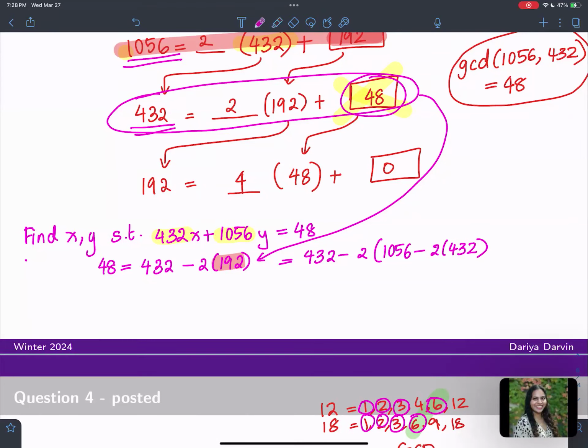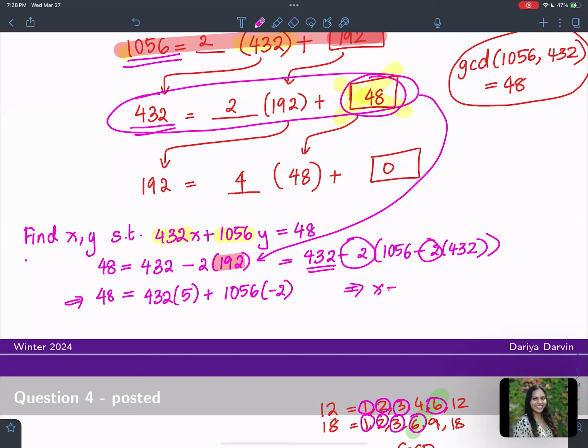If you had more steps, it's going to literally be just replacing the remainders. Now bring all the 432s together. It's going to be 432 and minus 2 and minus 2, which is 4. So 4 plus 1 is 5. So 432 times 5 plus 1056 times minus 2. I'm just rewriting the terms, rearranging them. If you actually calculate this, you will find this is 48, which means my x is 5 and my y is minus 2.